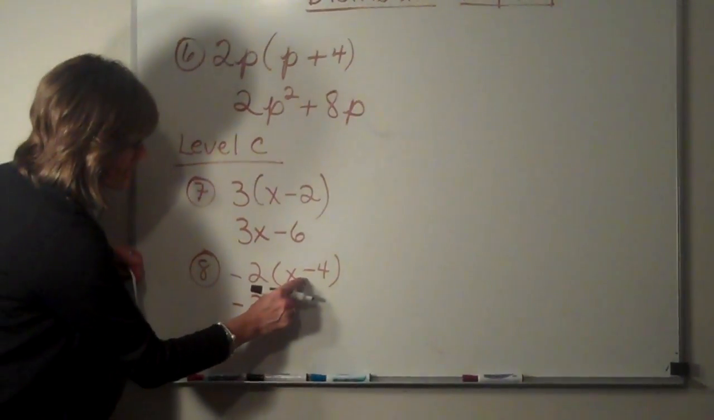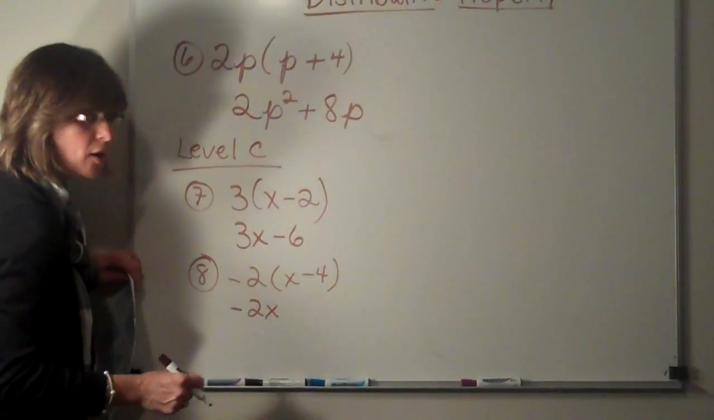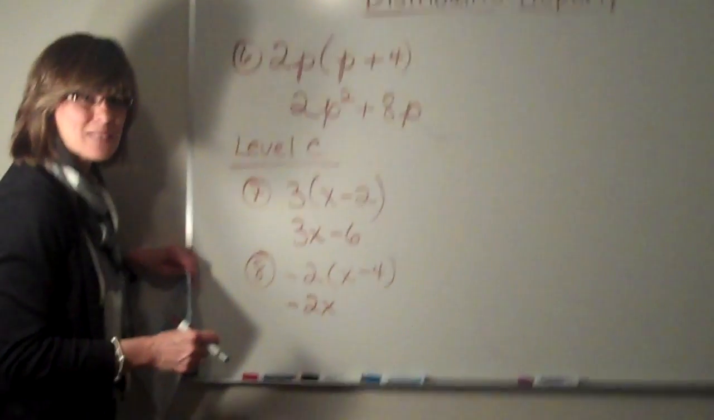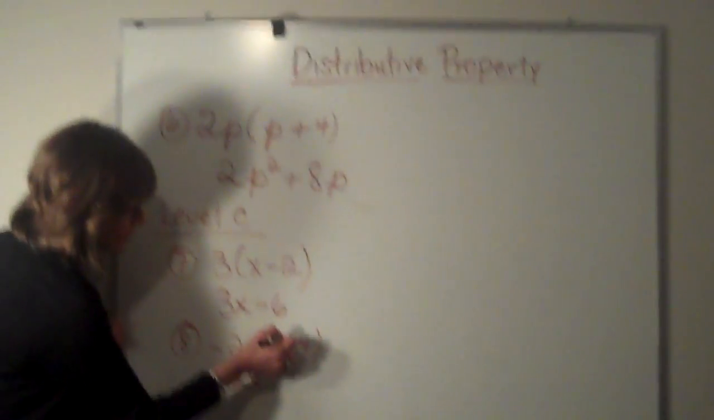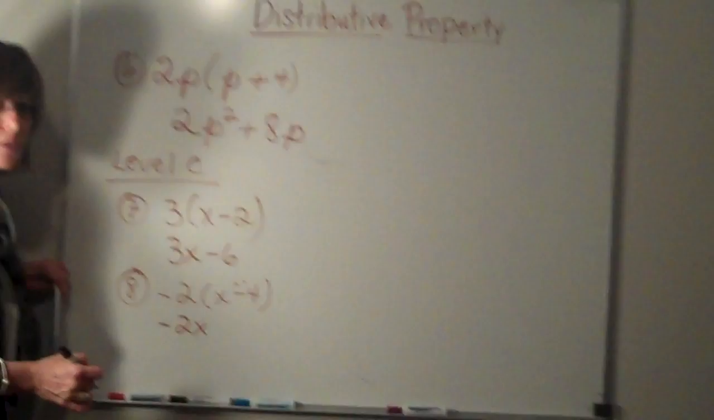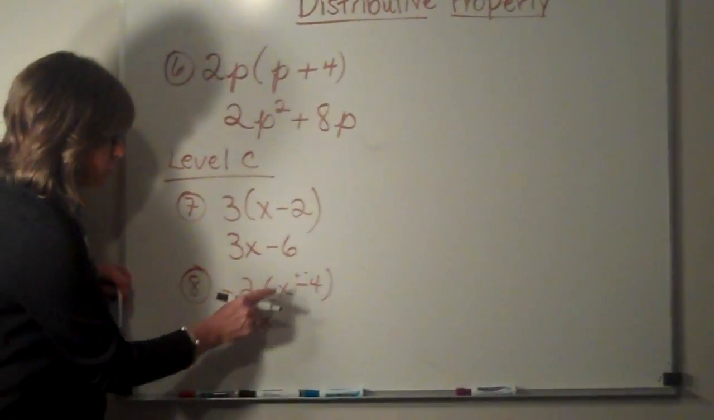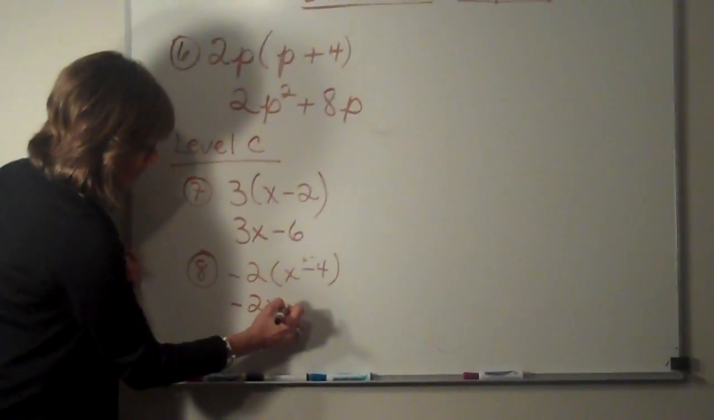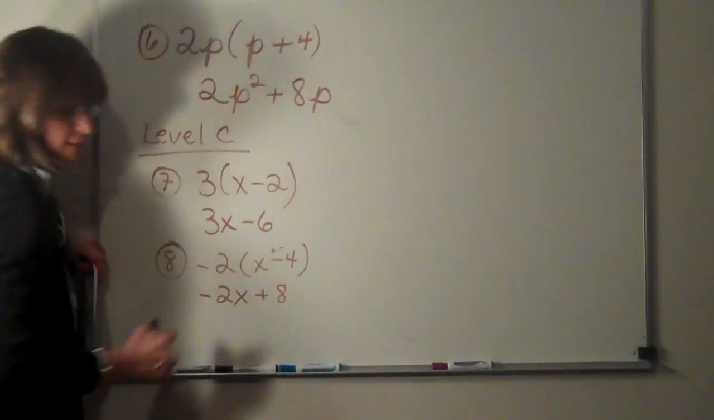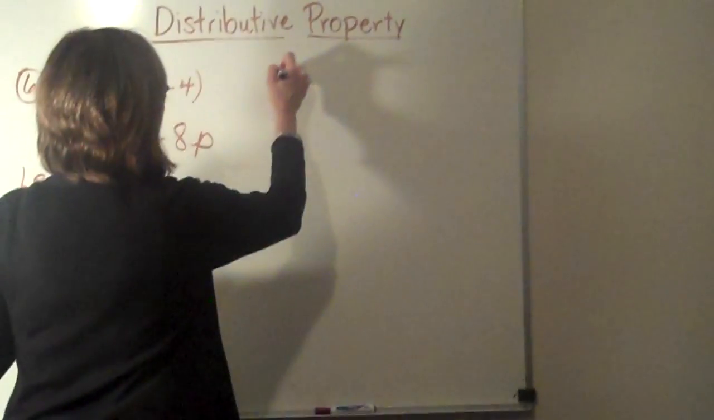Now I know you're going to look at that and you're going to say, that's minus 4. But remember, it's really plus negative 4. So if you think of it that way, you'll have better luck with it. So negative 2 times negative 4 is positive 8. Number 9.